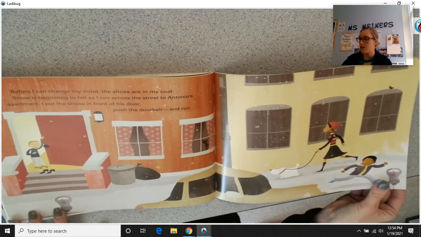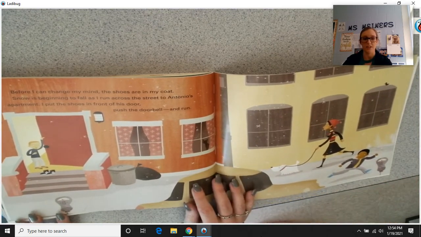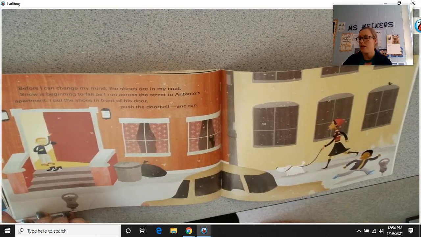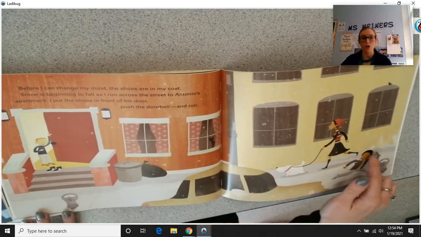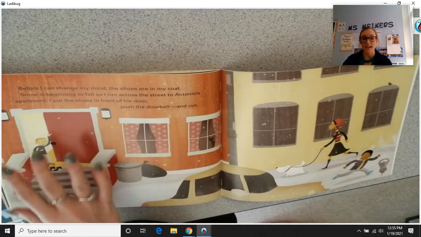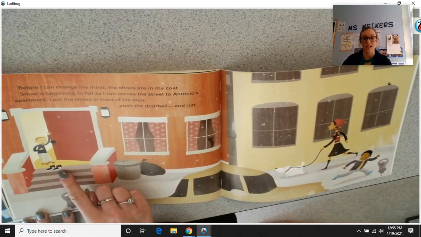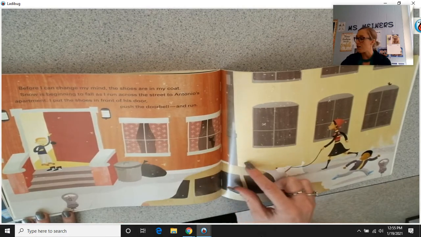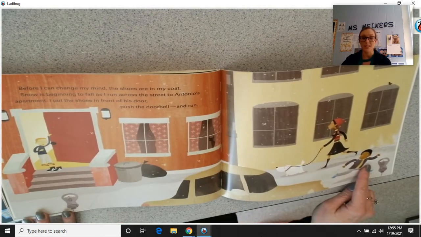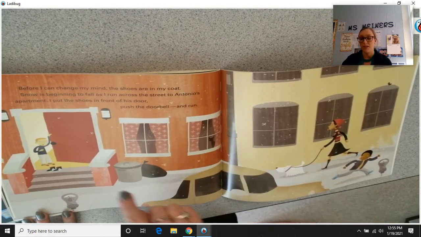I want you to pause here and really take a close look at the illustration. Look at how the illustrator did the illustration all across the page. On this side is Antonio at his apartment and him seeing the shoes for the first time. And if we track all across the page, we see Jeremy running. But Antonio doesn't see Jeremy running away.